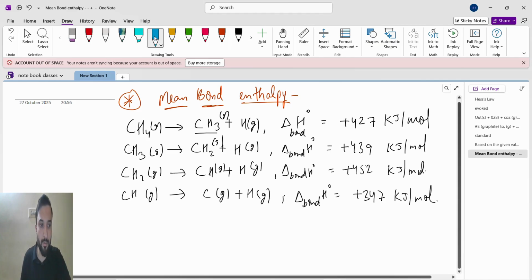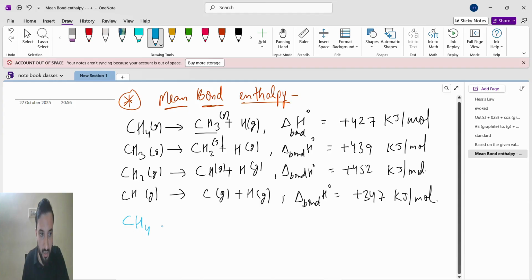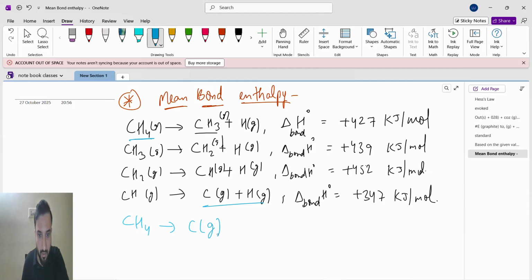Okay, so guys, the main thing, if you see here, is that from CH4 the final thing we are getting is carbon. CH4 means 1 carbon plus 4 hydrogen. So when you find the whole delta H, we will add all of them and we are going to get 1665 kilojoule per mole.